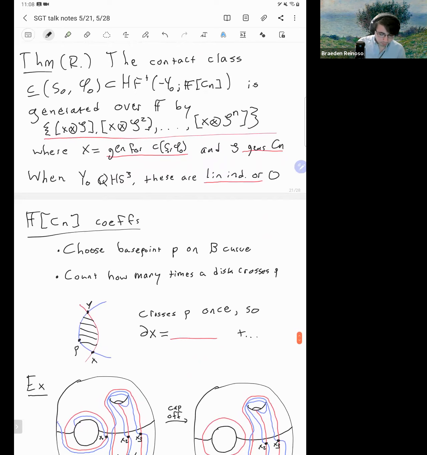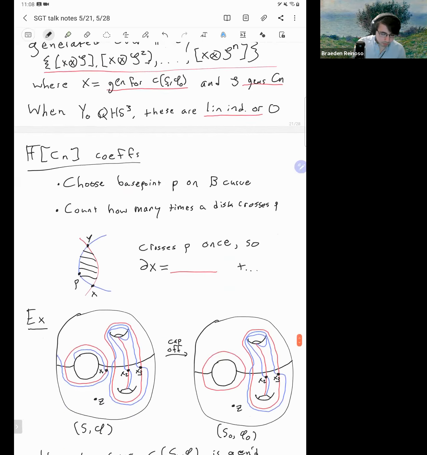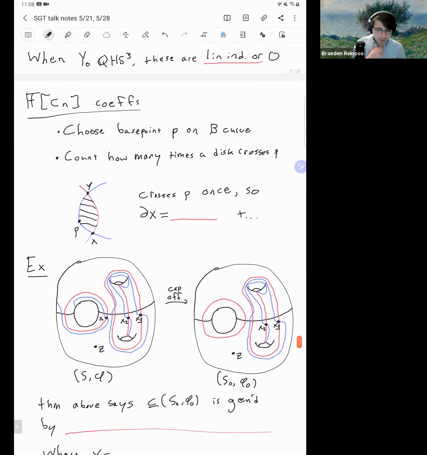Okay, so I need to tell you a little bit about where these FCn coefficients come from and how to think about them. To do that, the simple way you can think about it maybe is that you choose some base point on a beta curve. So we're just going to choose some base point P on your beta curve. And then all you need to do is just count how many times any disk that you're counting in your differential crosses P.